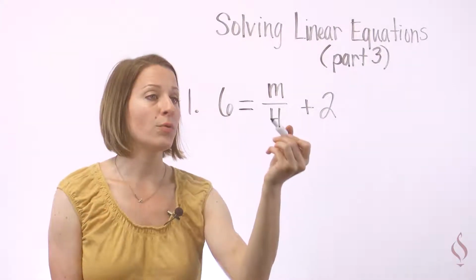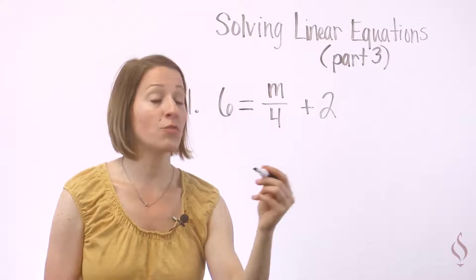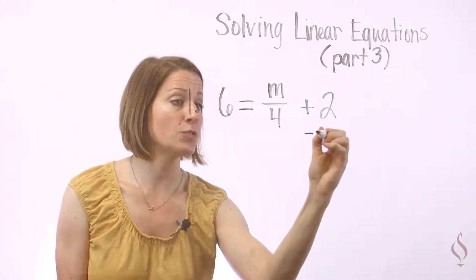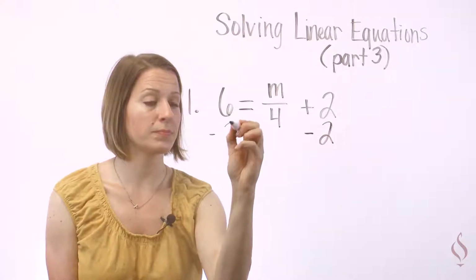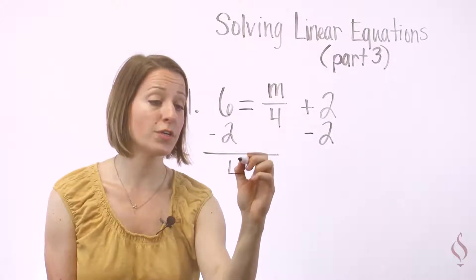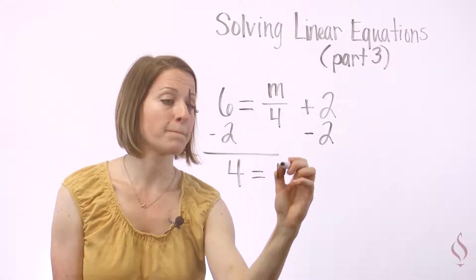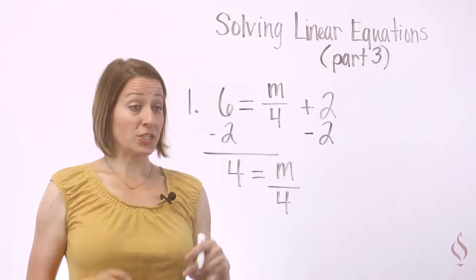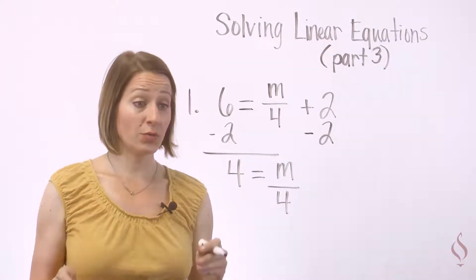Okay, we're wanting to solve for m by itself. We're doing the order of operations backwards. We'll subtract 2. Okay, 6 take away 2 is 4. So we have the fraction m over 4 equals 4.